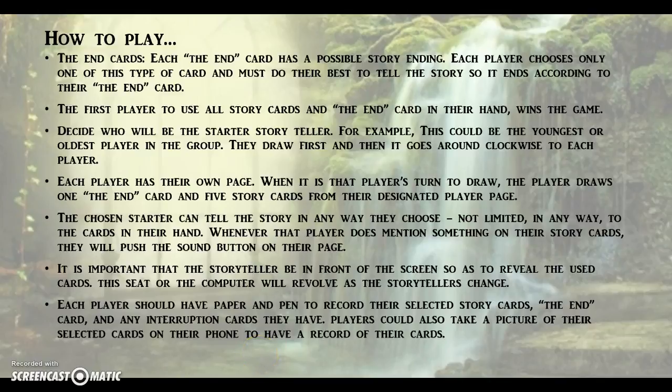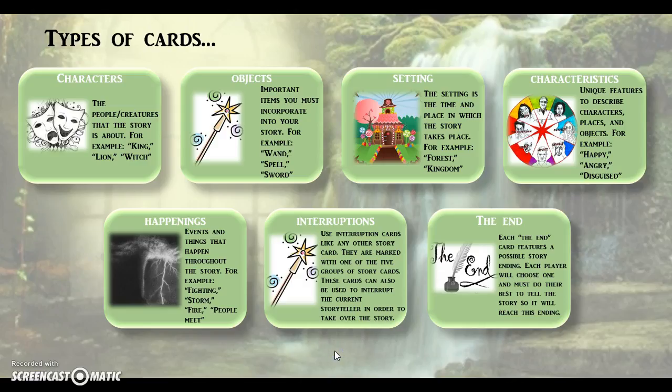Let's look at the next screen where it explains the types of cards players will see and use. Each card will have an identifying icon on it, such as this icon for character and this icon for settings. Each player will select 5 story cards, which might include characters, the people or creatures that the story is about, objects, which are items to incorporate into the story, and settings. The settings will change throughout the story depending on who is the current storyteller.